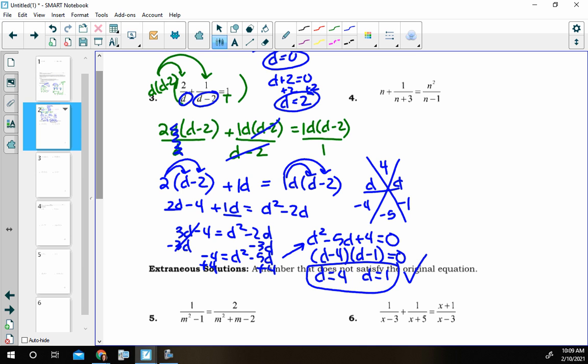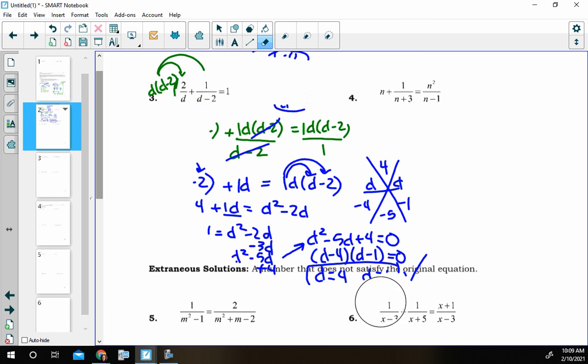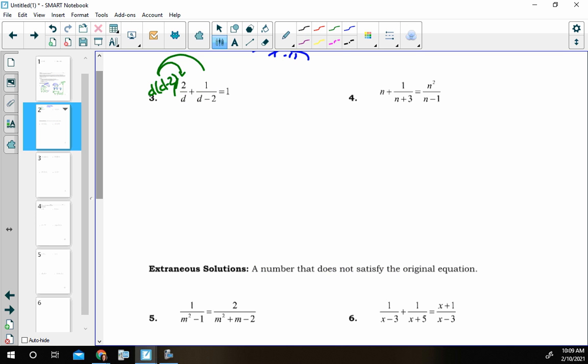So a lot of work for a very small problem. Okay, so I'm going to erase this here, so we have space for the next one. I'm going to put this guy over 1 if you need to see it.